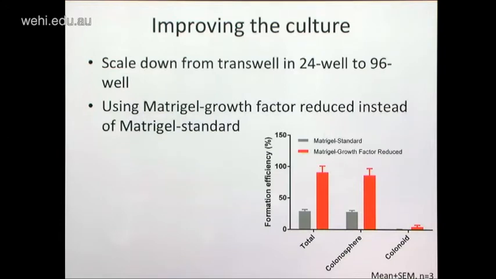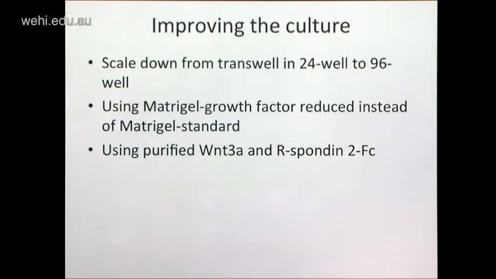Now we have a co-culture that we can use myofibroblast WEHI cell to grow in vitro crypts from colon. And now we did some improvement on the culture. First, we scaled down from a transwell in 24-well plate to 96-well plate. And we also replaced the Matrigel standard by Matrigel growth factor reduced. As we found, using Matrigel growth factor reduced, we can have a better colony forming efficiency. And we've also used purified Wnt3A and R-spondin-2 through Fc to replace the conditioned medium.